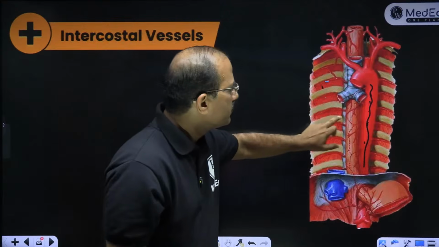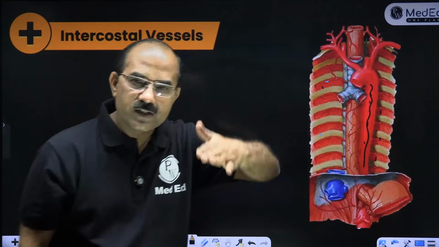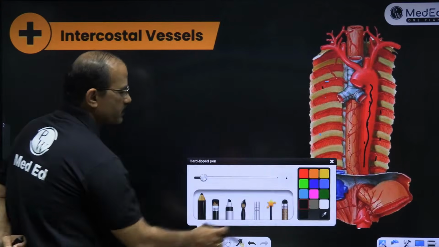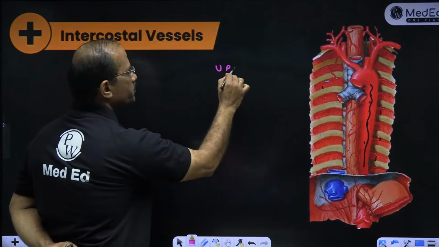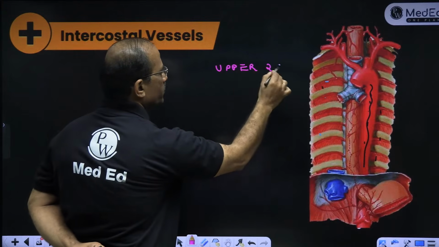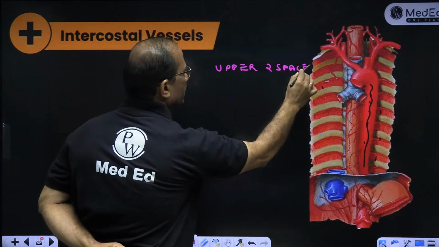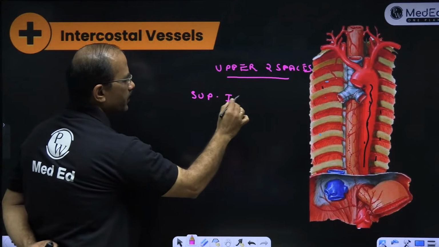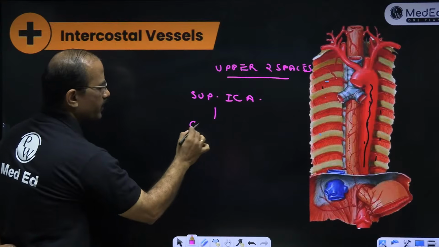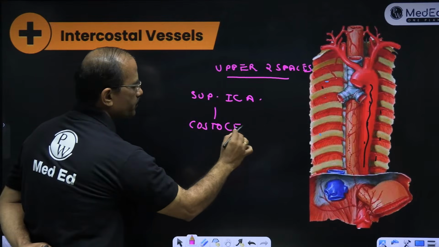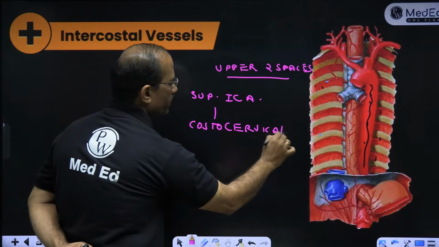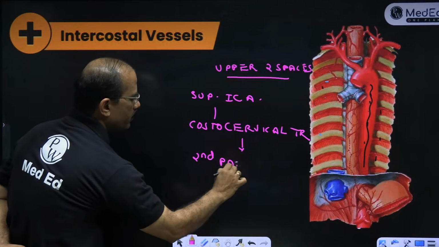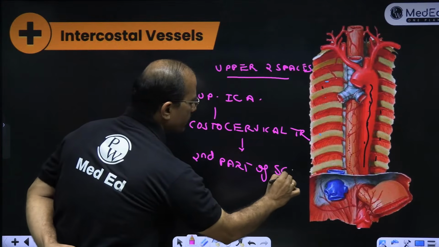See, these posterior intercostal arteries in the lower spaces are branches of the descending thoracic aorta. In the upper two spaces, these are branches of the superior intercostal artery, which is a branch of the costocervical trunk, which is a branch of the second part of the subclavian artery.